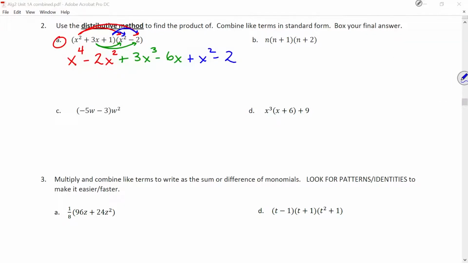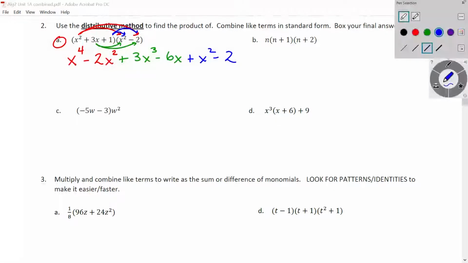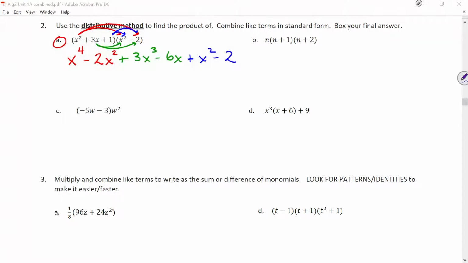Okay, that's what I got after distributing. I will now combine like terms. Okay, now notice things are not necessarily in a nice order for me, so I have to be careful about how I combine like terms. It looks like I only have one x to the 4th term and only one x to the 3rd term.